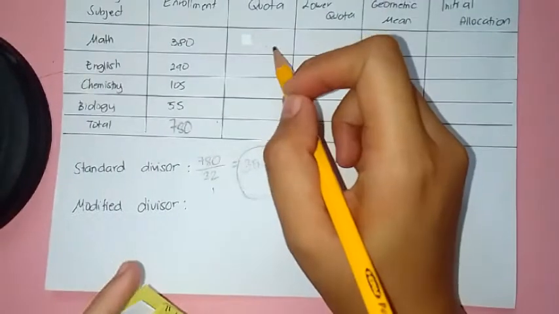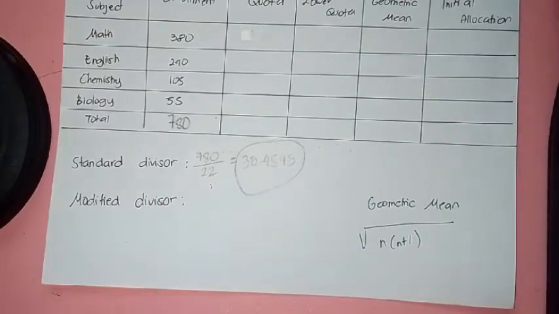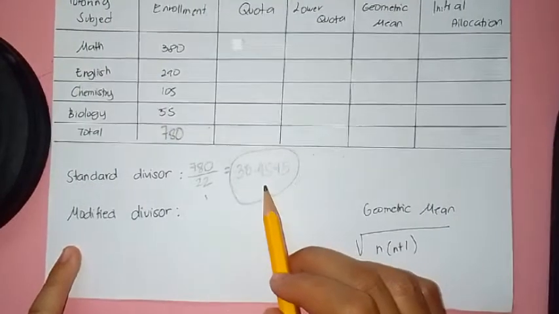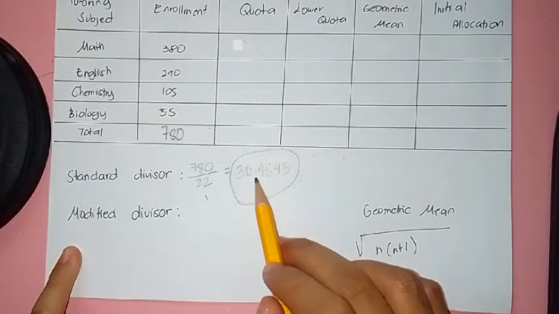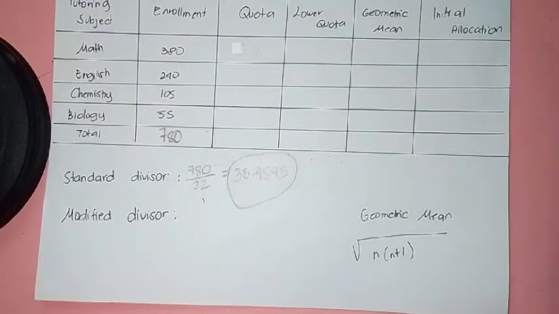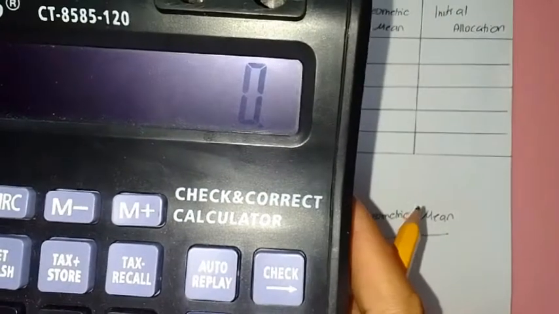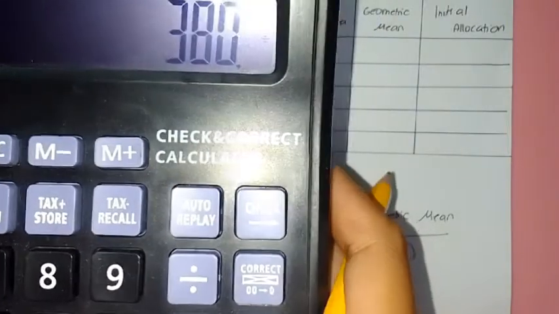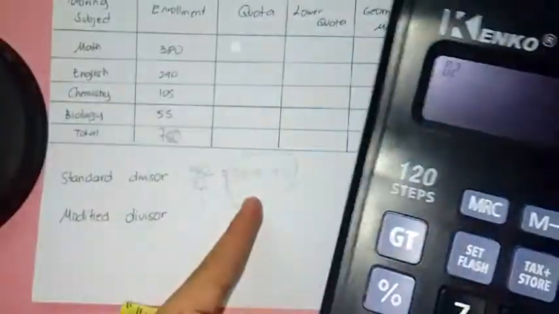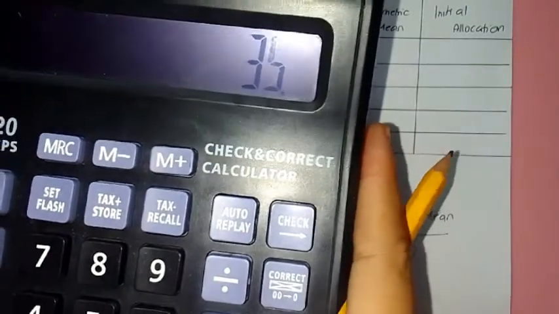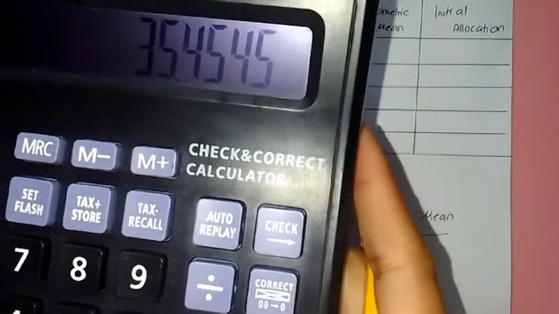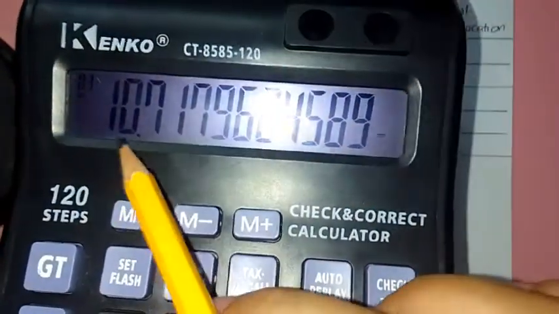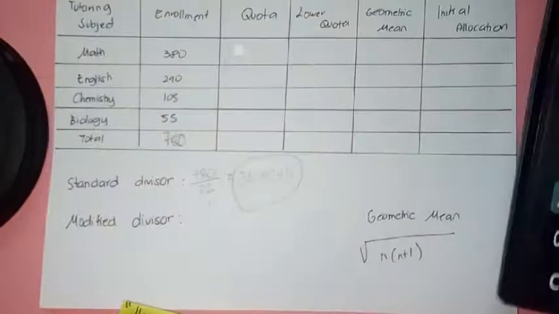So, to solve the quota, we divide the 380 by our standard divisor of 35.4545. So, 380 divided by 35.4545. The answer is 10.718.